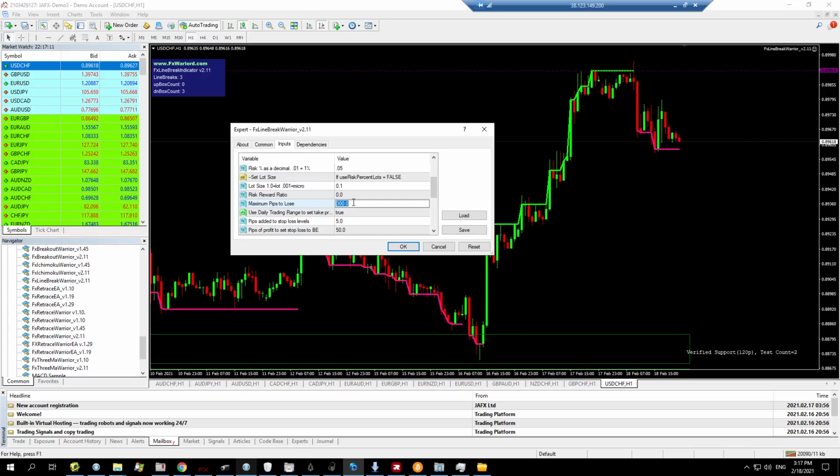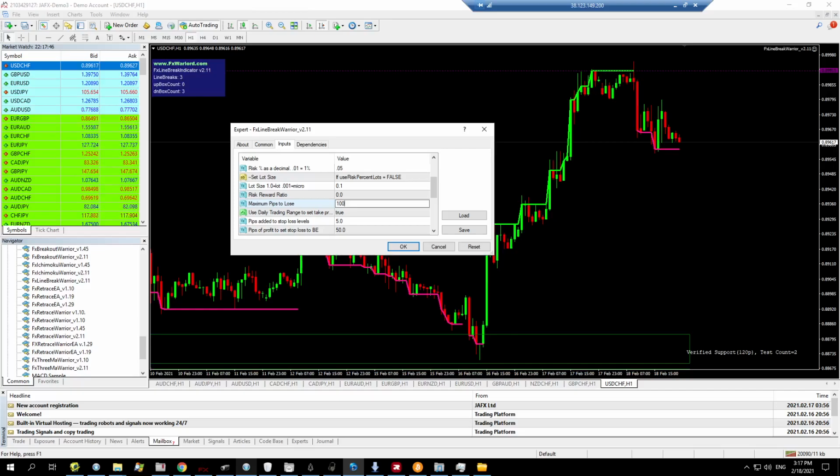Maximum pips to lose. So, I mean, we definitely don't want to lose that many on the USD Swiss. I'm going to say 100. Use daily. So, maximum pip to lose means, let me go down to it real quick. This is used to set a maximum number of pips that can be risked on a given trade. When the system calculates where to place a stop loss, if that value is larger than the maximum, it will use the maximum to set the stop loss.